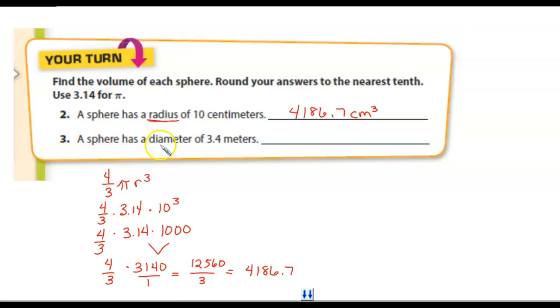Okay. Sphere has a diameter of 3 4/10 meters. So we know that it has a diameter, so we know we have to find our radius. And that's 1.7. So we're going to plug that into our formula. We're going to use 3.14 for pi times 1.7 cubed. Multiply all that together, and I get 20 6/10 cubic meters.